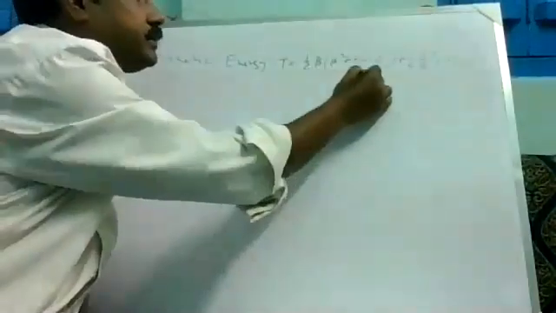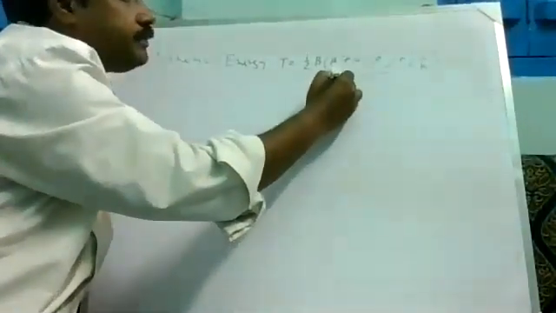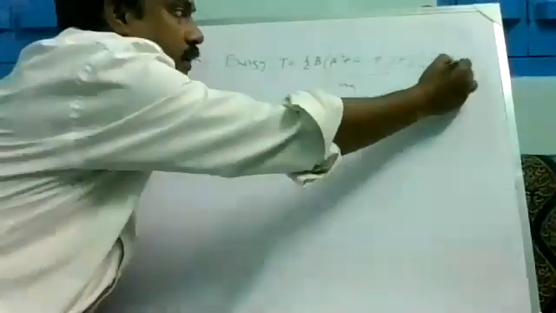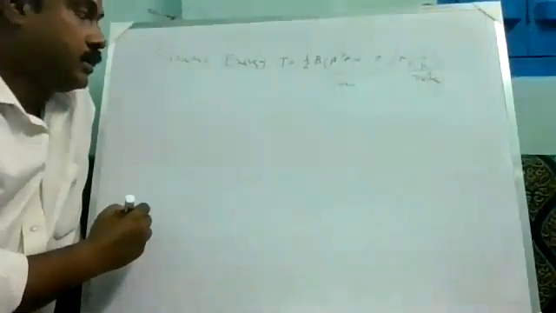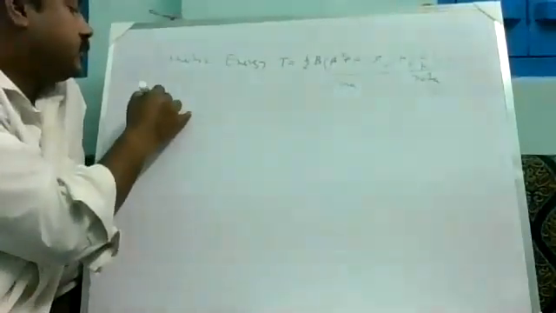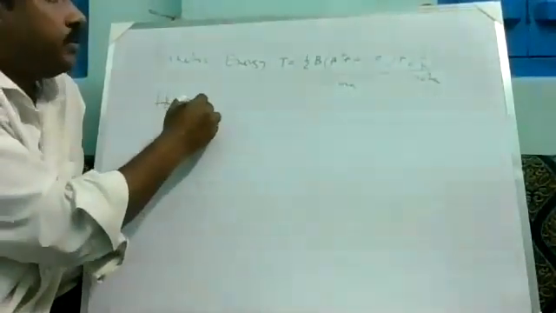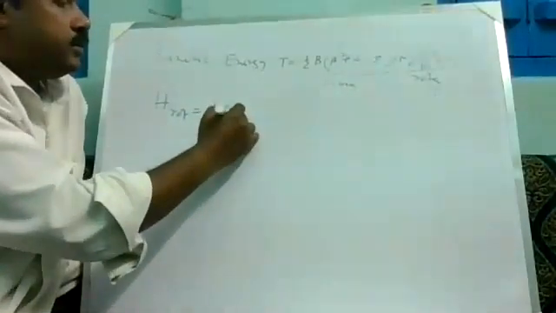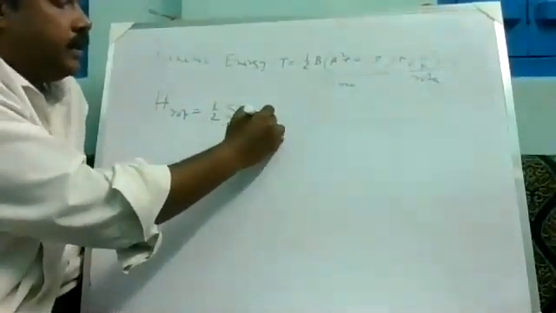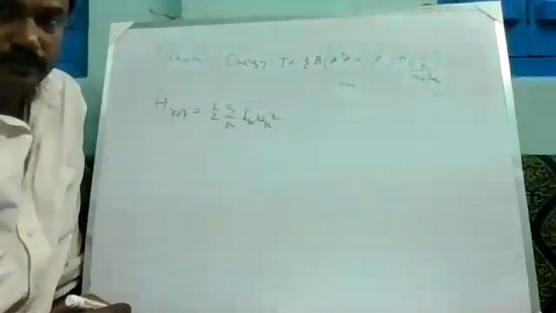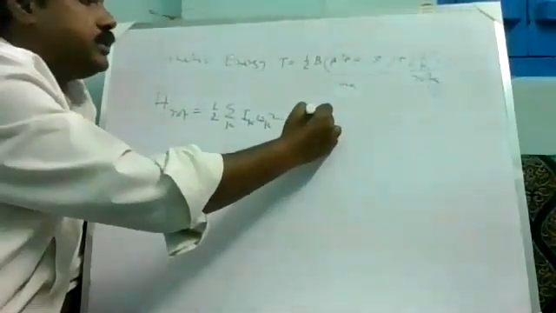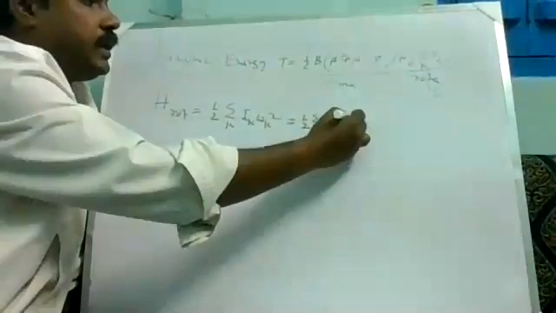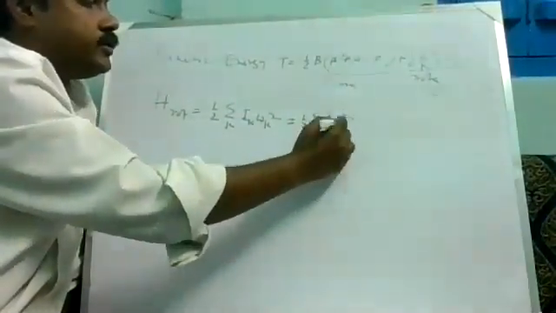Now this part is vibrational and this part is rotational. We're going to discuss this part today. Now H rotational would be half summation over K I_K omega_K square. If we write it in terms of angular momentum, this will be summation over K L_K square by 2I_K.